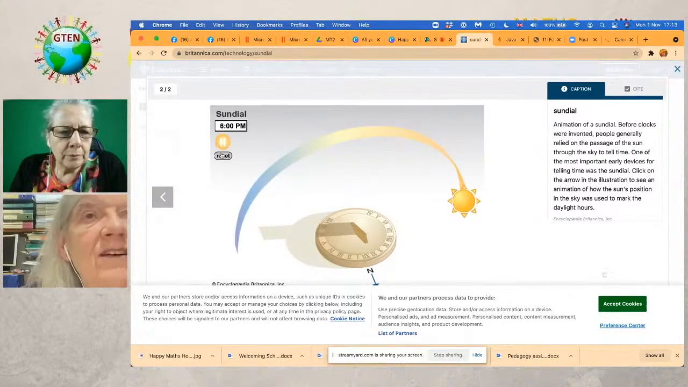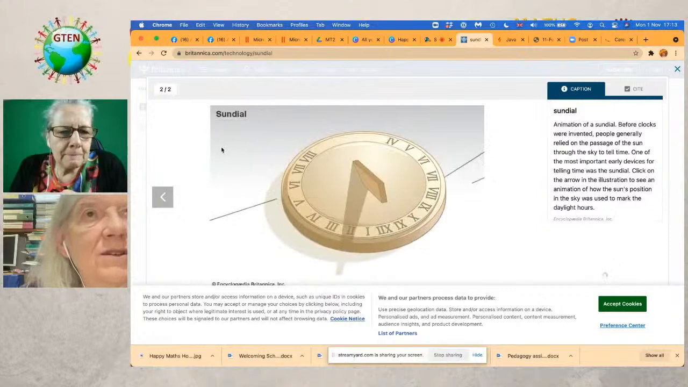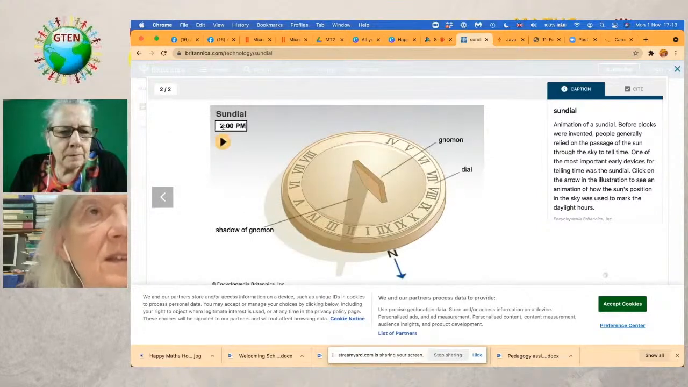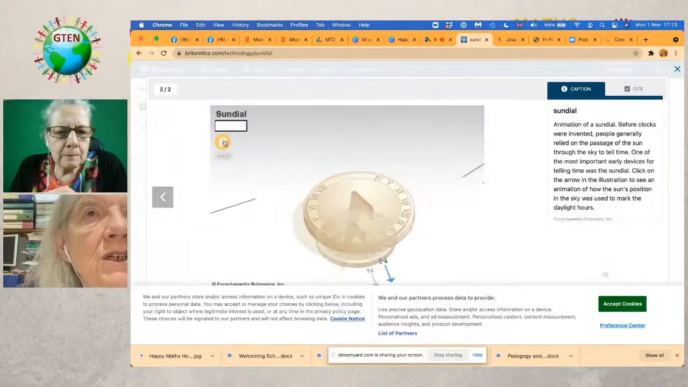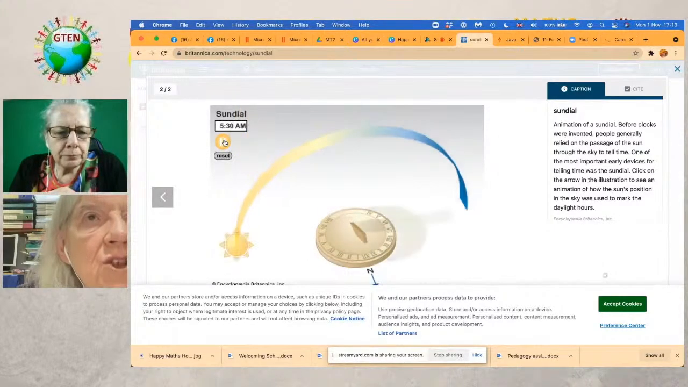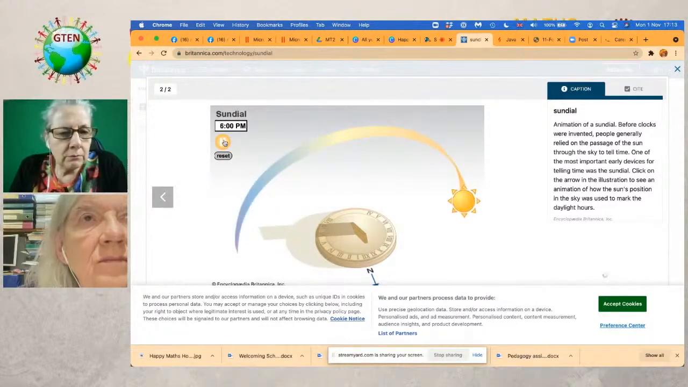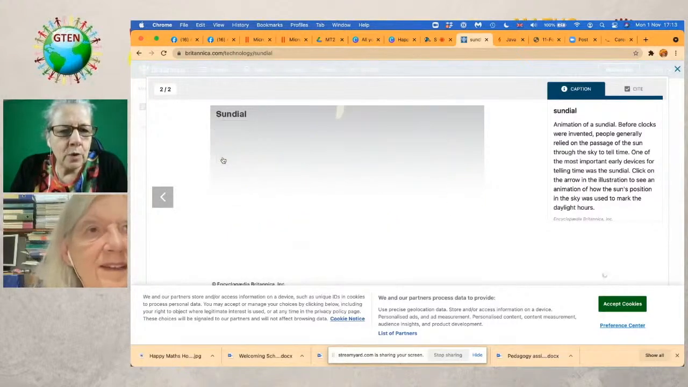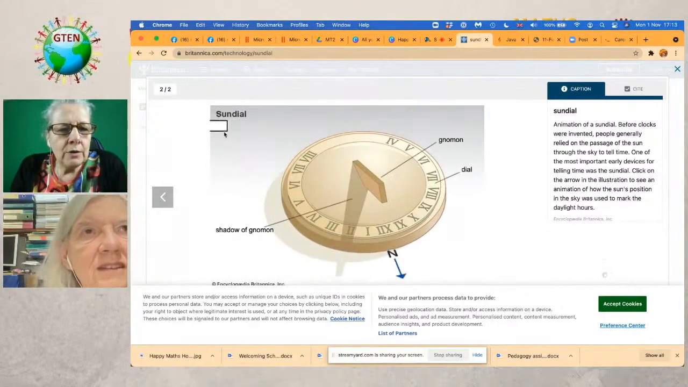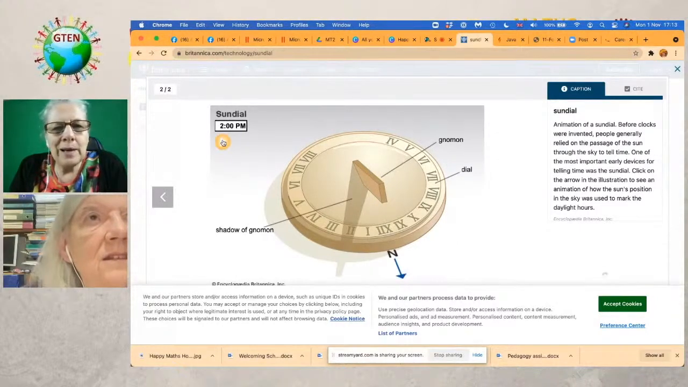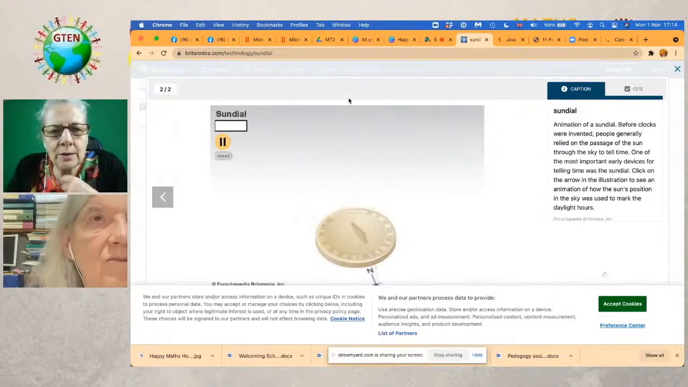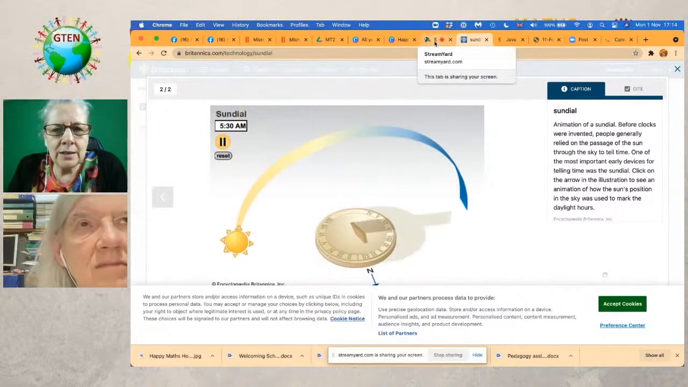Would you like to do it again, Caroline? I think that's rather nice to watch that. Now watch the gnomon moving and the shadow moving as the sun goes across the sky. So due north is 12 o'clock. That's how it works. Somehow. I'm not sure, but I definitely think that's a worthwhile exercise to do, to learn how it does work.